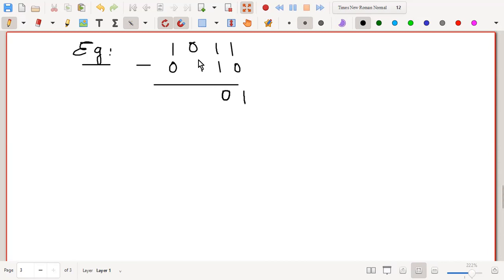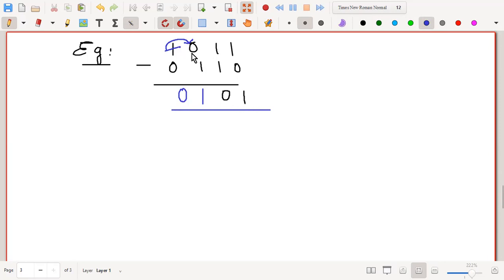0 minus 1. Now the difference is not possible in this. Okay, so what will we do? Now what would I do? A borrow is generated from the next. Next one is here, here you have a 1. Okay, a borrow is generated, and then what is the difference of 0 minus 1? Then it is 1. I get a 1 here, then 0 and 0, you will get 0. So the difference is 0 1 0 1.